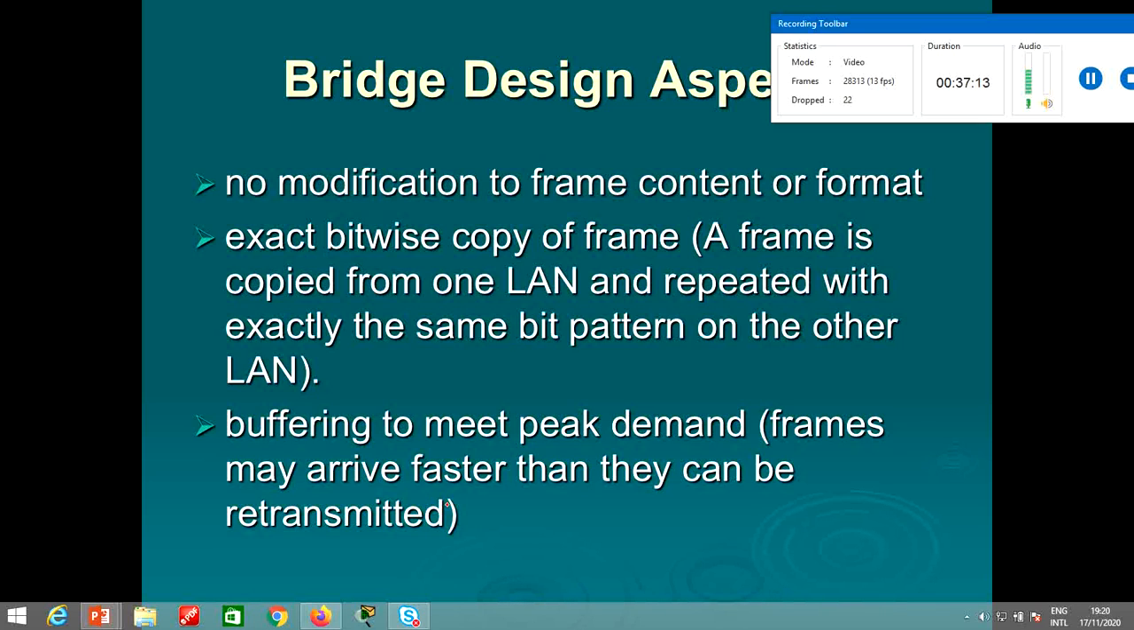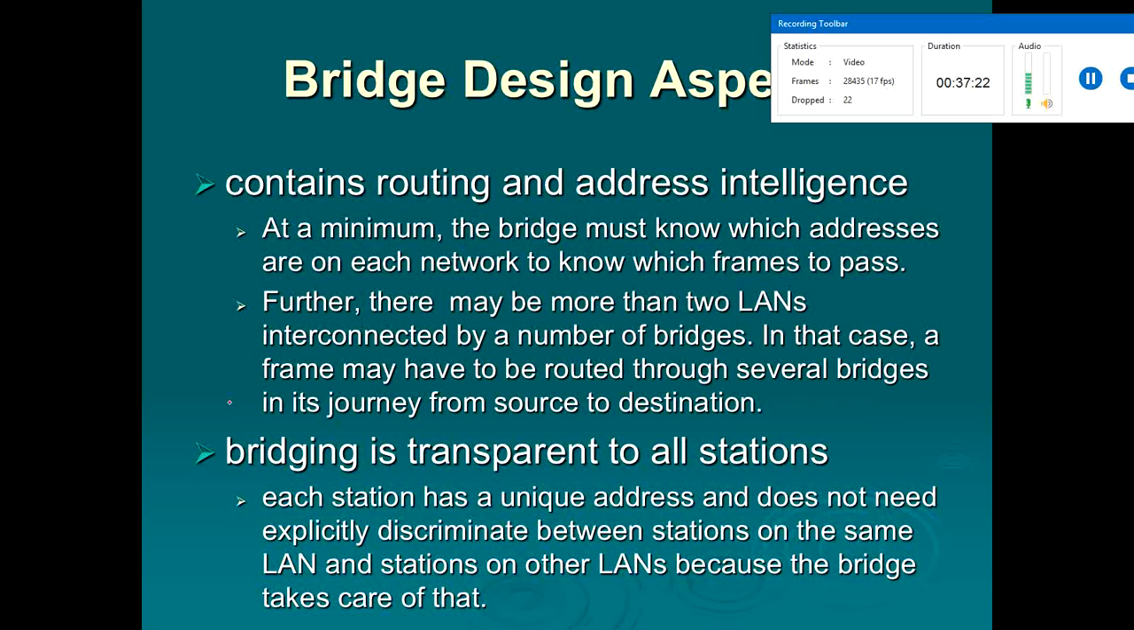Third thing is, the bridge must contain addressing and routing intelligence. At a minimum, the bridge should know which addresses are on which network to know which frames to pass. Further, there may be more than two LANs interconnected by a number of bridges. In that case, frames may have to be routed through several bridges in their journey from source to destination. Then bridges may connect more than two LANs.